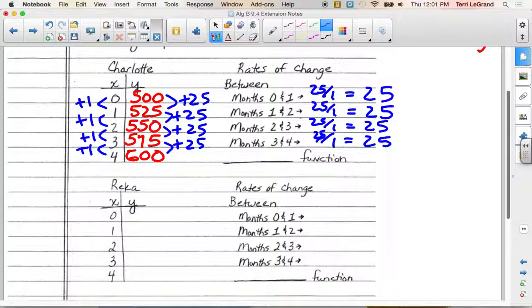So what kind of a function do we have here? Constant. We have a constant, we could say this is a constant rate of change. Let's do that over here. We have a constant rate of change. If we have a constant rate of change, does that say we have a linear or a non-linear function? That's linear then.